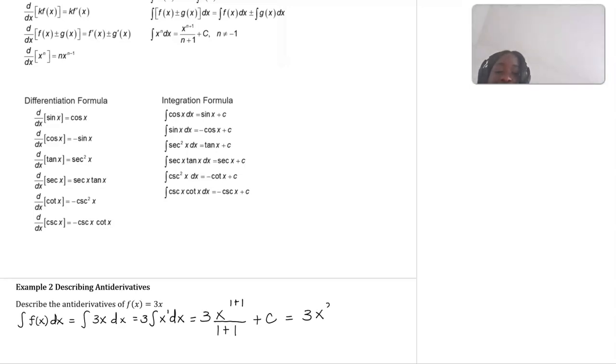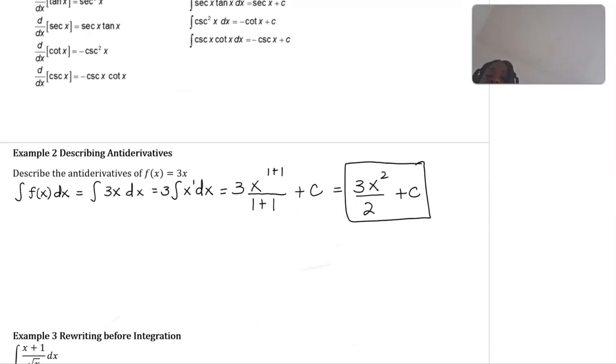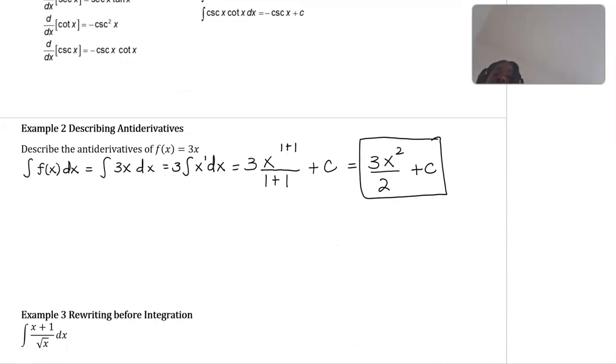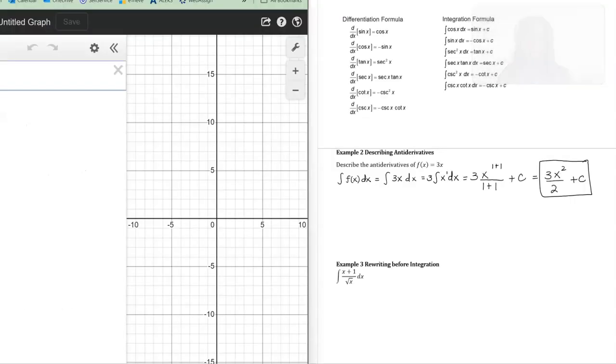I'll simplify because 1 plus 1 is 2, and we are dividing by 2, and then I will add c. So our answer for the antiderivatives of the function 3x is that they look like 3x squared divided by 2 plus c.